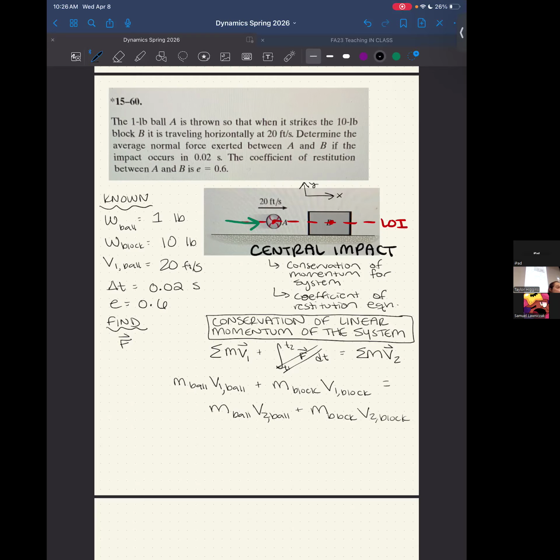Are we assuming VB1 is 0, of the block? Yes. I don't like the way the question is worded. It sounds like both of them are moving, like once it hits them both. Yeah, that's what I thought. It should say more clearly that the block is at rest.